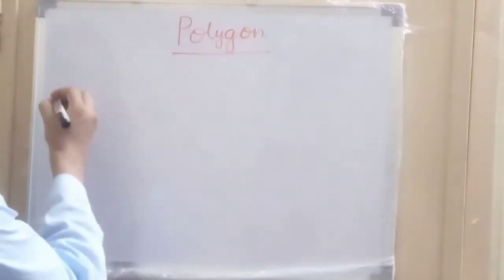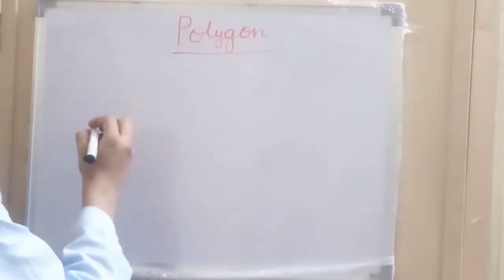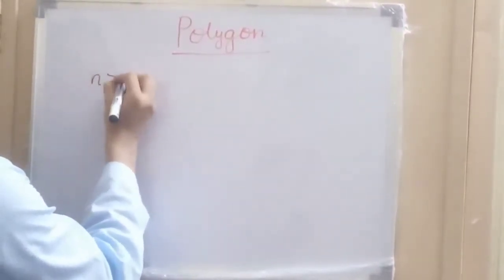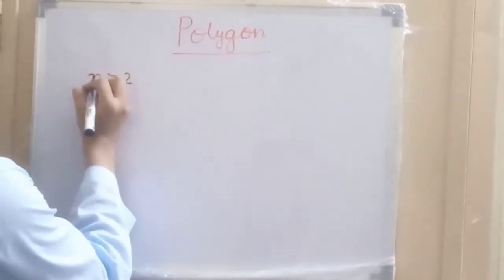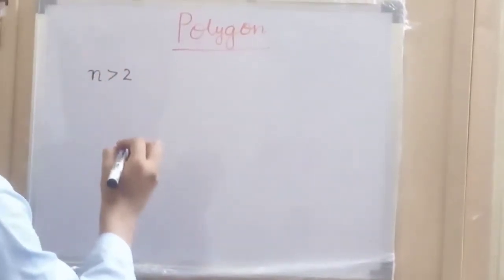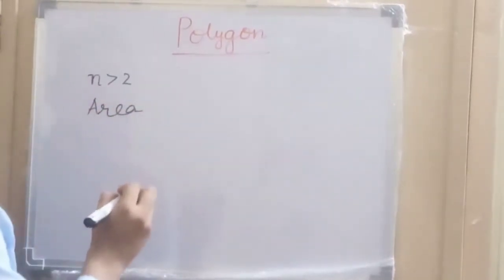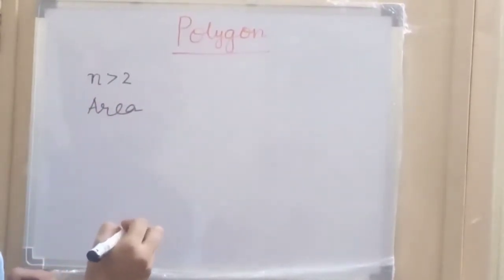In this video we will be discussing construction of polygons by angle method. First of all, we will discuss what is a polygon. Any geometric figure with more than two sides. The number of sides should be greater than 2, first condition, and it should enclose an area. Then such a geometric figure is known as a polygon.